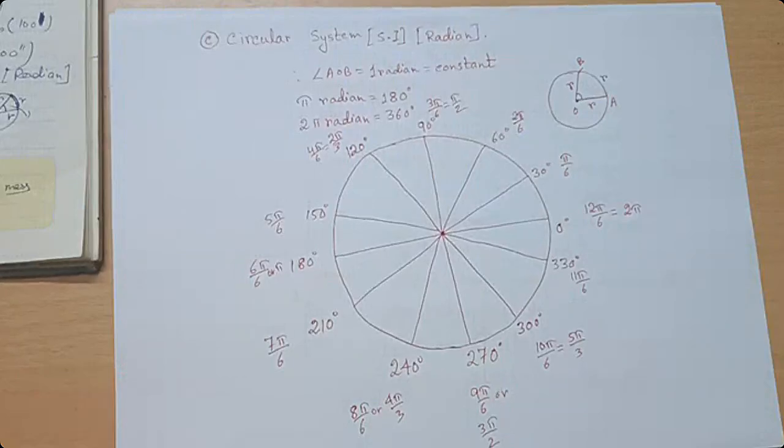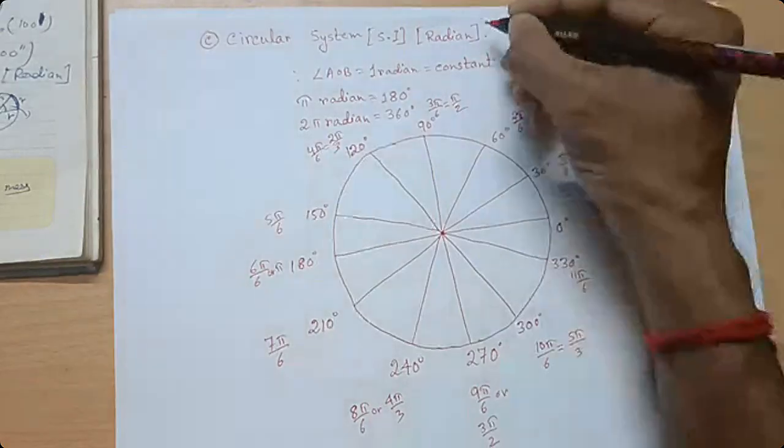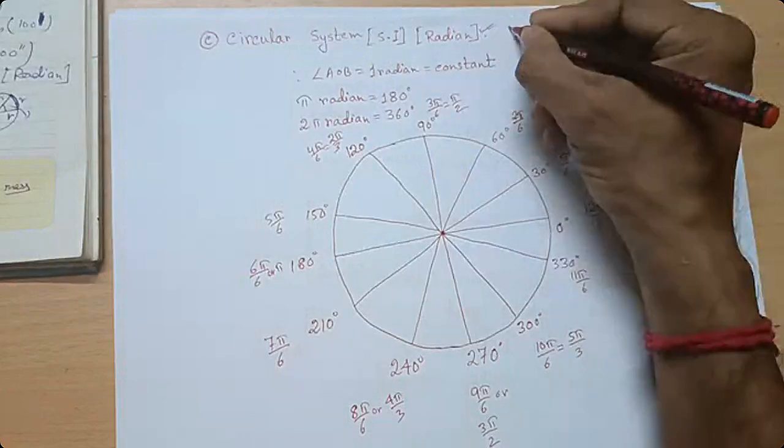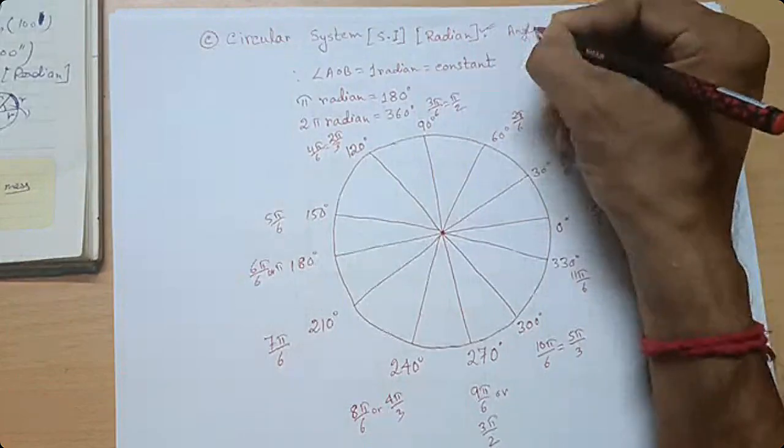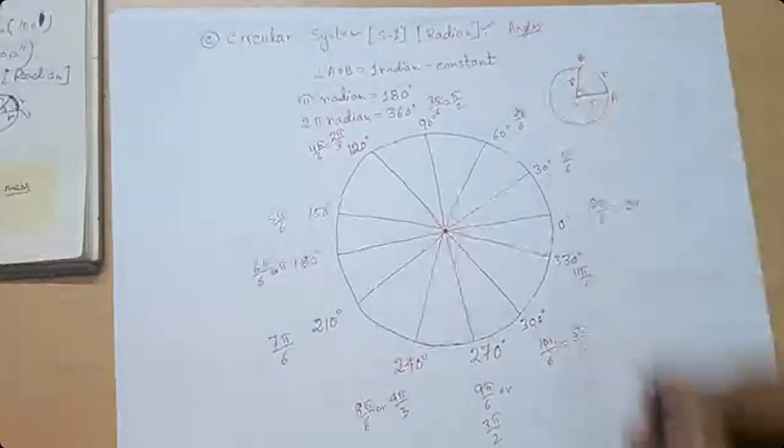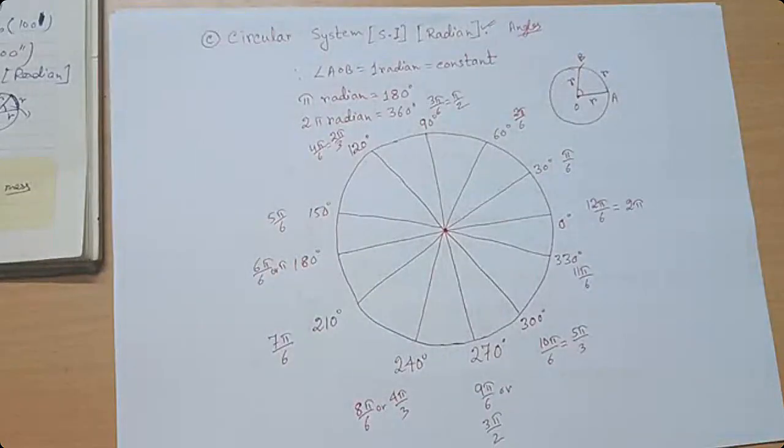This is the relations we know in the circular system, that is the SI system, and it can be measured in radian only. A radian is the SI unit of angle. We use this very much, but our centesimal system is not used much, but we can use that one also, right? These are various measurements of angles.